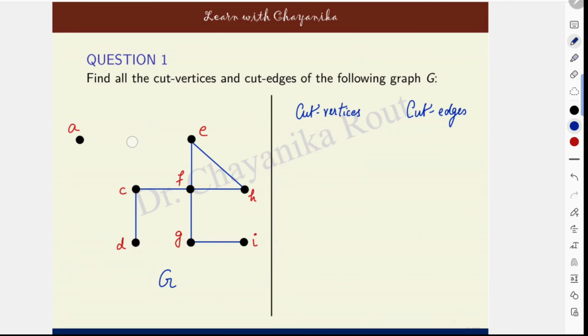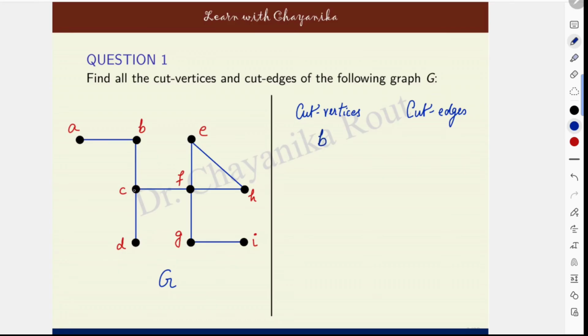If we delete the vertex B from the graph, this is the graph that we obtain. The number of components increase because the original graph G had one component. After the removal of the vertex B, the graph is having two components. So removal of B from the graph is increasing the number of components in the graph. That is the reason B is a cut vertex. So I list down the vertex B under cut vertices.